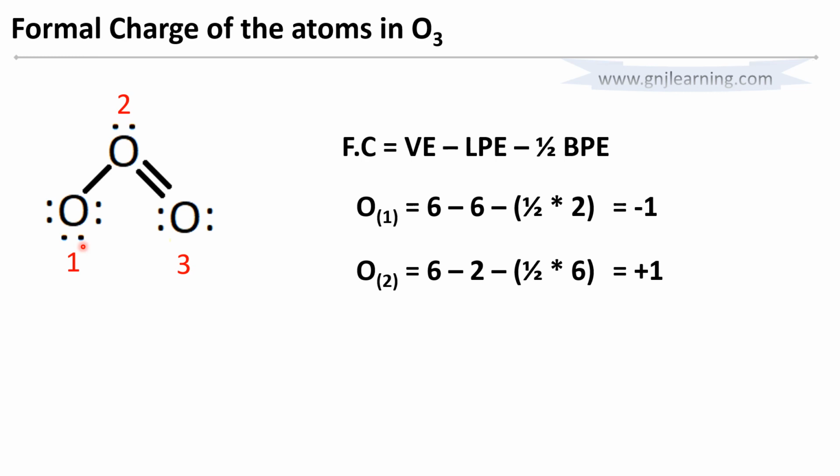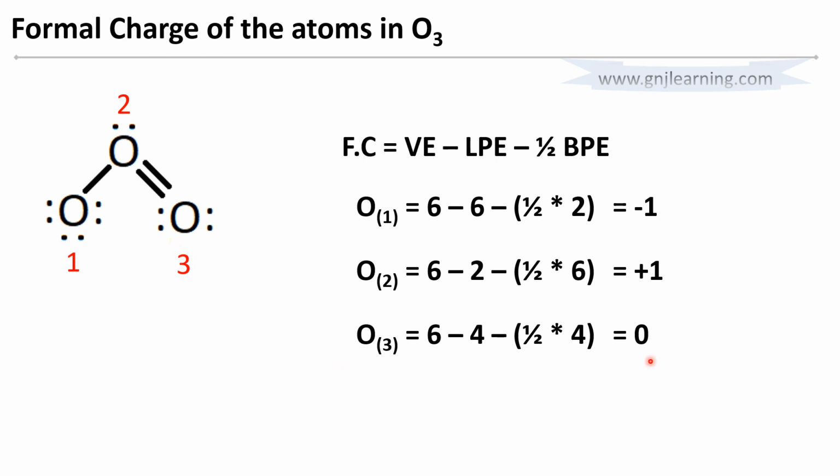Clear? Now we are going into the third oxygen. We have 6 valence electrons, lone pair electrons equal to 4, and bond pair electrons equal to 4. So 6 minus 4 minus 2 will be equal to 0. Which means this oxygen has not gained or lost any electron. It has 4 electrons as lone pairs and 2 bond pair electrons, and half of that bond pair belongs to this oxygen. So in total we have 6 electrons for this oxygen.